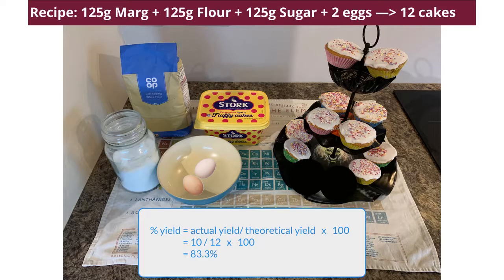My percentage yield is what I actually get divided by what I should get in theory based on the balanced equation, and I times that by 100. So here I got 10 cakes, I expected 12, times by 100 gives me a yield of 83.3%.